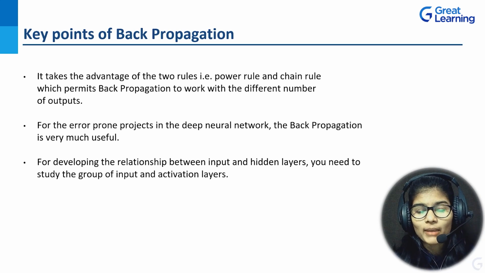So backpropagation takes advantage of these two rules, the power rule and the chain rule. And what do these rules allow? These rules permit backpropagation to work with a different number of outputs. This is the very first key point which you should remember here.